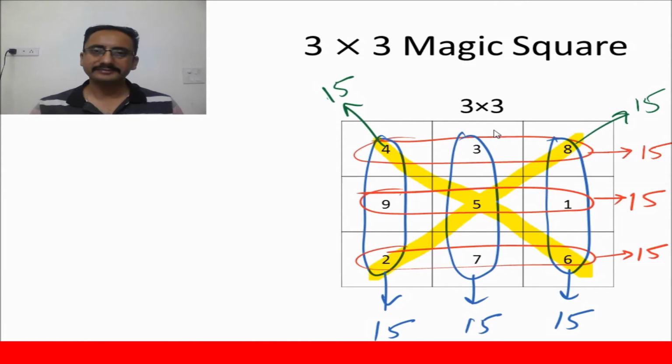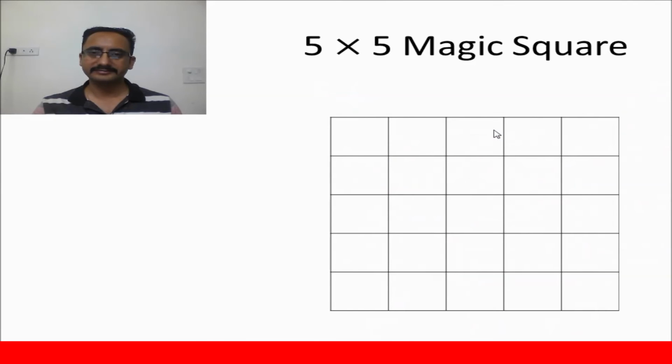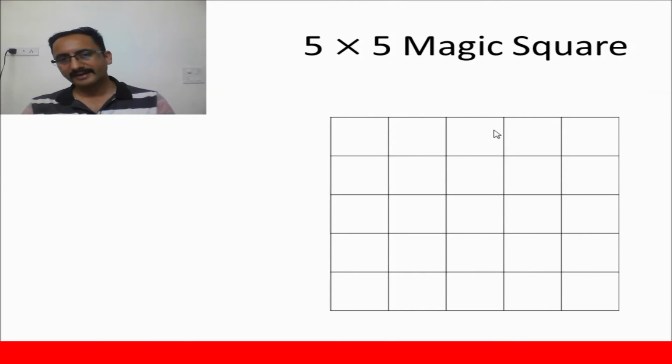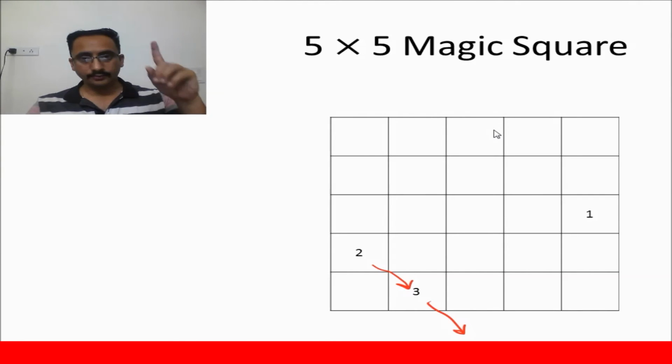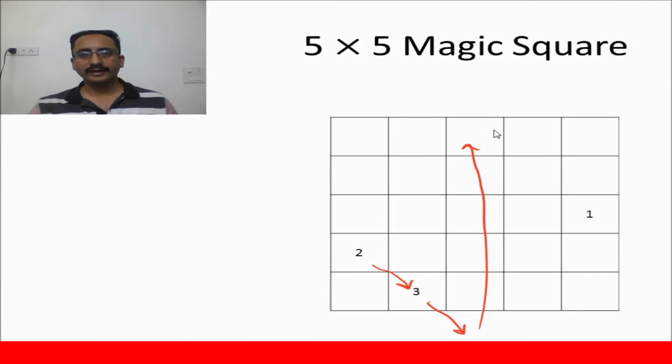Next example, 5 by 5 grid. In the 5 by 5 grid, we will start with the extreme right hand side column, the middle grid. 1 will be written here. Southeast, I'm out of this grid. Move towards the extreme left and write the next number 2 here. 3, using southeast, I'll write 3 here, place 3. Southeast, out of the grid, move vertically upwards, and 4 will come here.